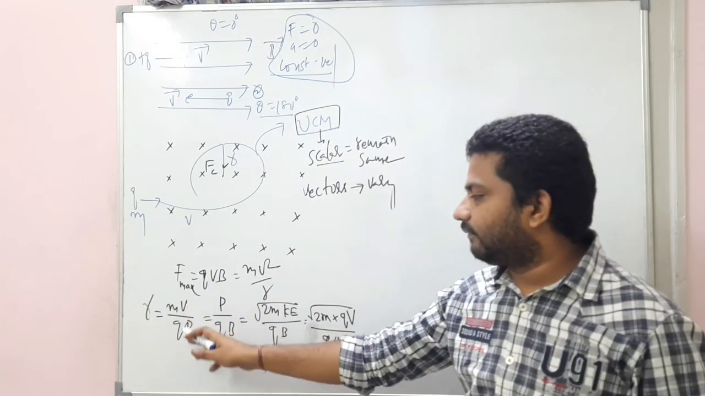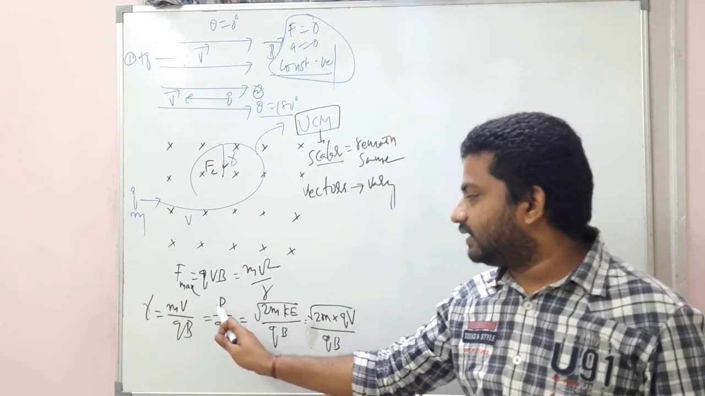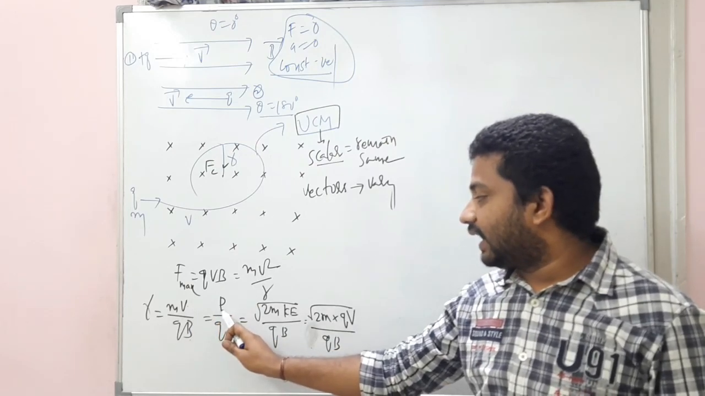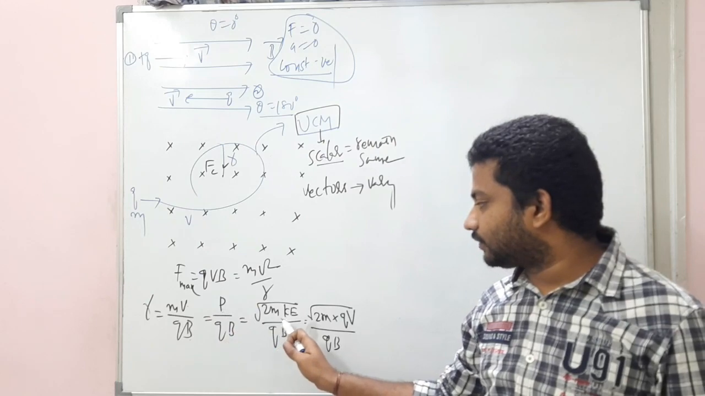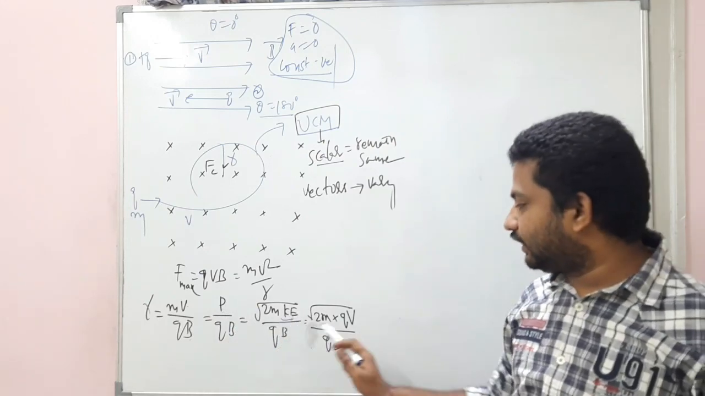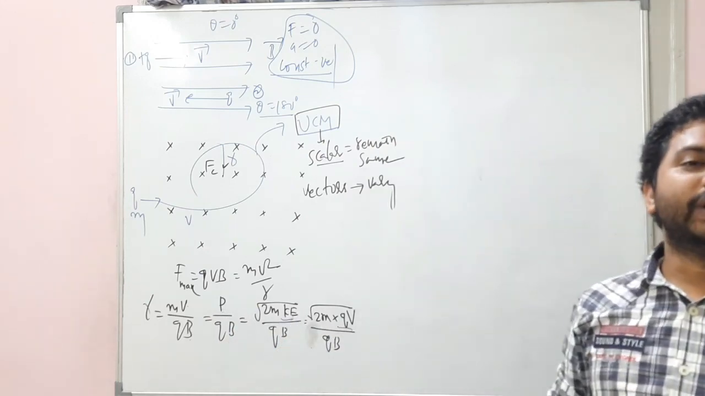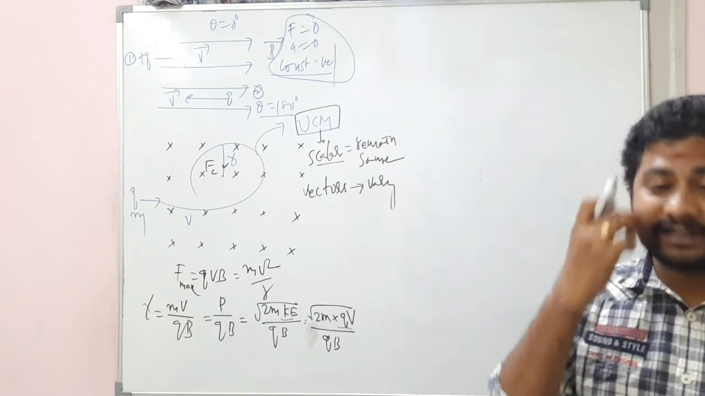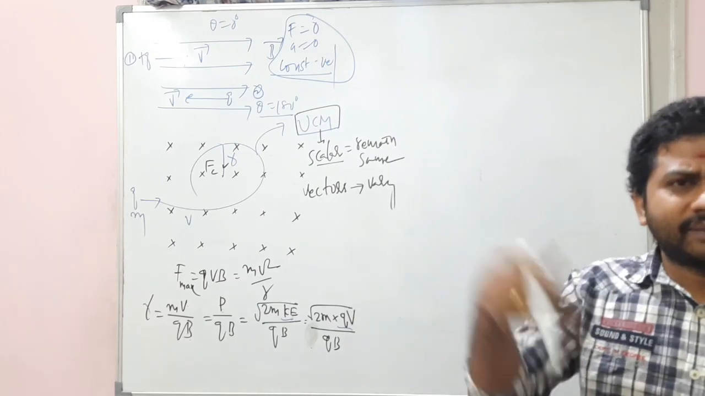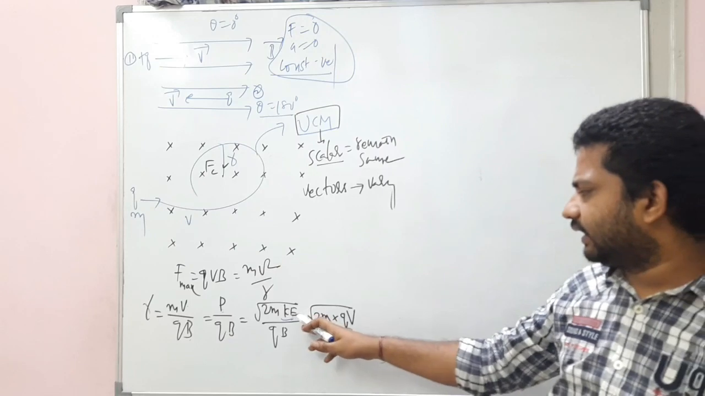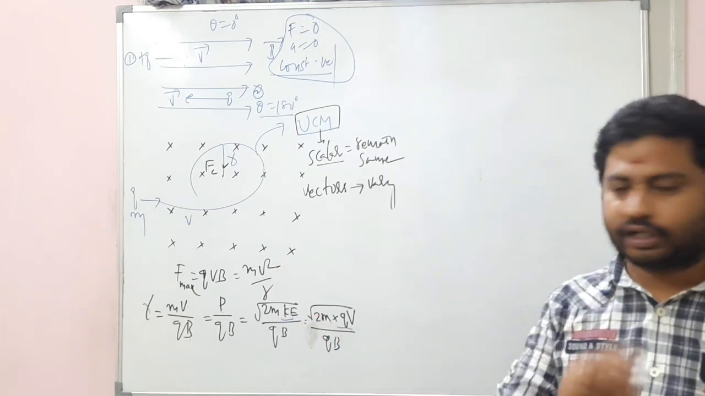r is equal to mv by qB. This mv is linear momentum, and again this linear momentum in terms of kinetic energy, and this kinetic energy in terms of q into V. That's the concept of potential. Potential is equal to work done per unit charge. The same way, kinetic energy is equal to q into potential.